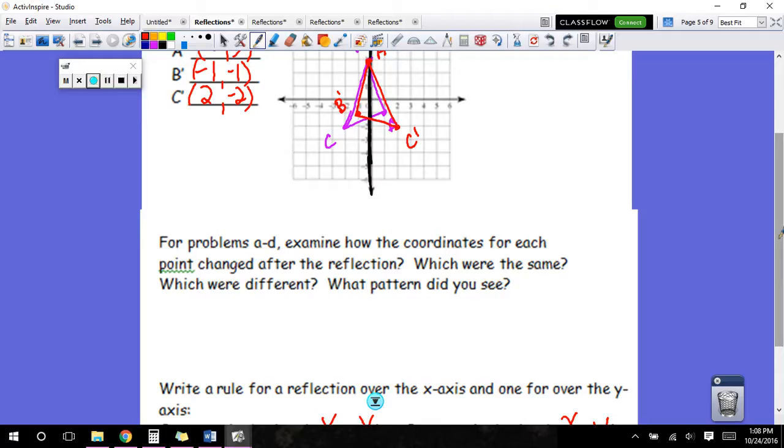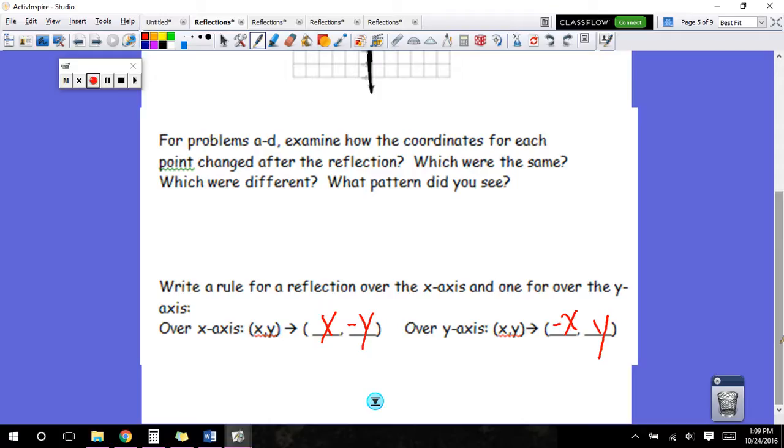What'd you get? Over the x-axis, x, y turns to x, negative y. Over the y-axis, x turns to negative x. Okay, very good. There are your rules. Get them down.